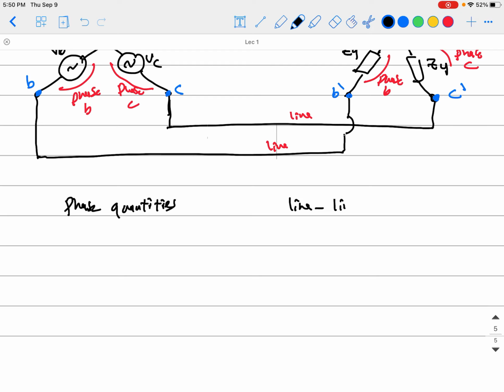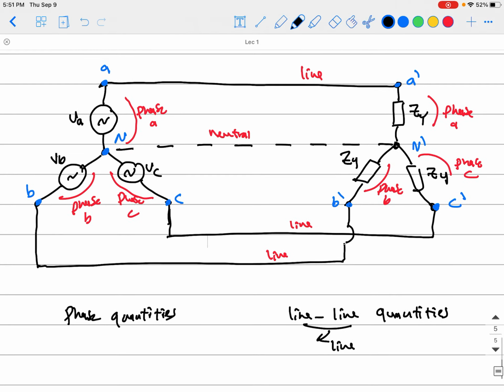Line to line quantities. This line to line, most of the time we call it just line quantities for the sake of simplicity. So what does it mean by phase quantities versus the line to line quantities? It should be obvious.